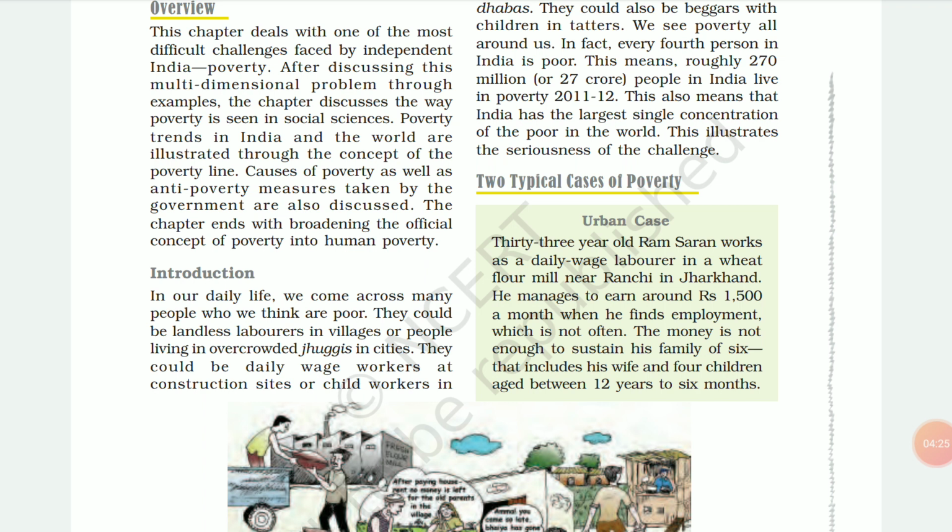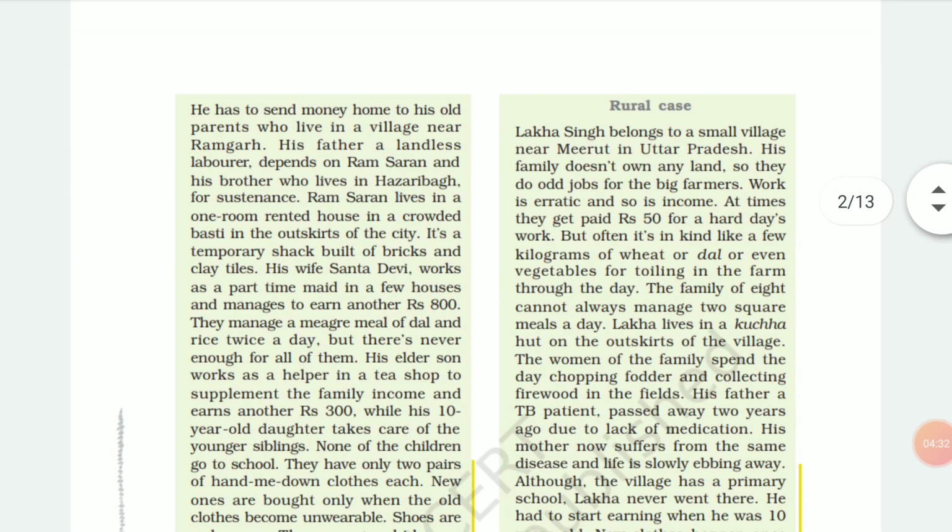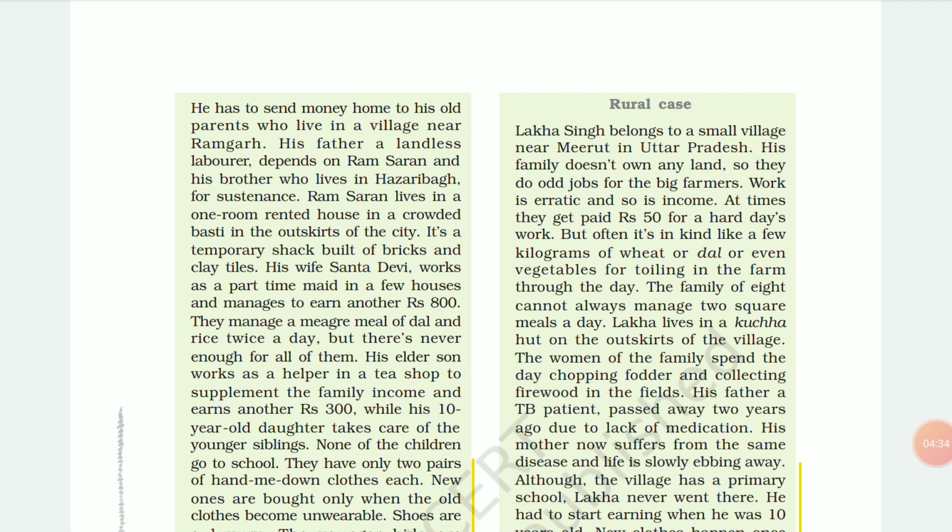And he has 6 members in his family, including him. He has a wife and 4 kids. And apart from that, he also has to send money to his parents who live in Ramgarh, and he has to take care of them.